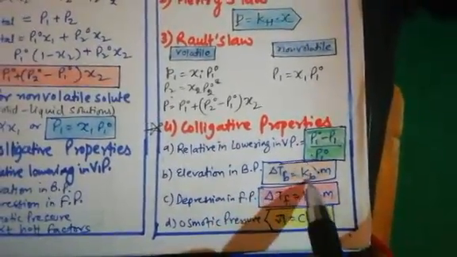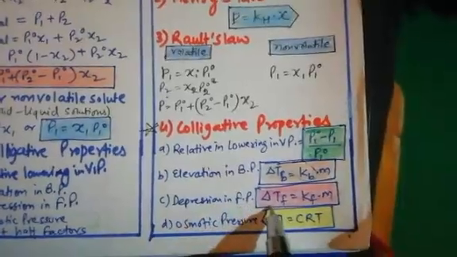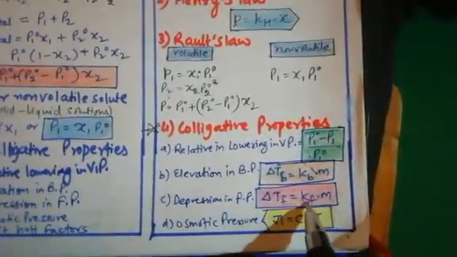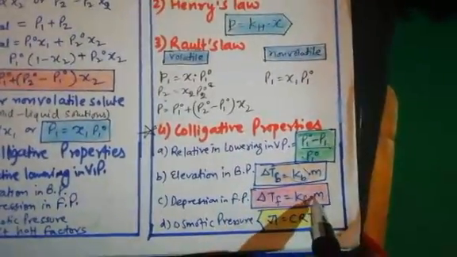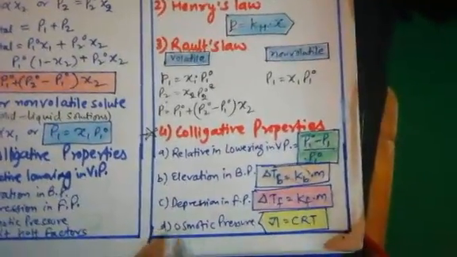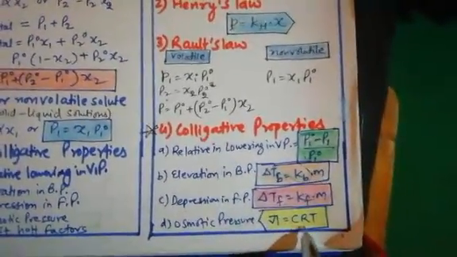KB is the ebullioscopic constant here. Depression in freezing point, delta TF equals KF into m. KF is the cryoscopic constant here, whereas m is molality. Osmotic pressure, pi is equal to CRT.